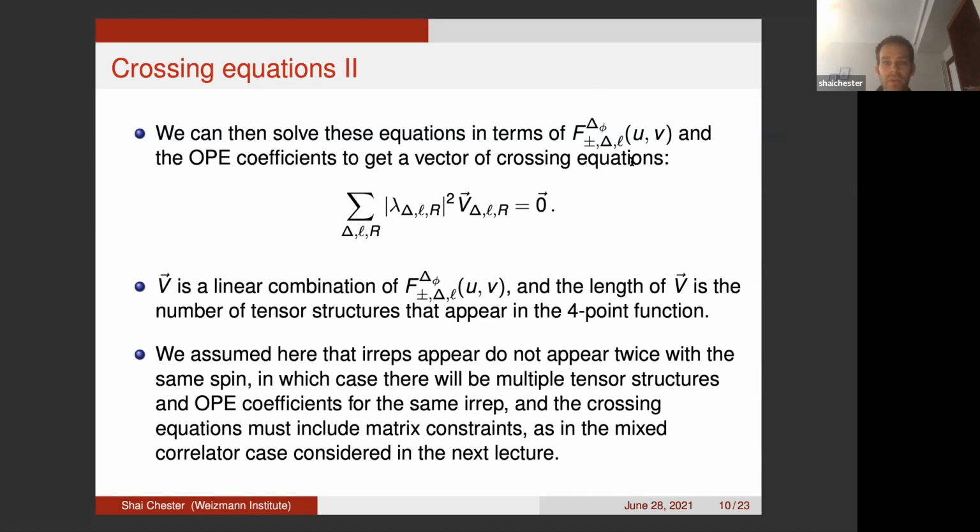Okay, so any questions about these crossing equations? Good. So hopefully everybody is following.